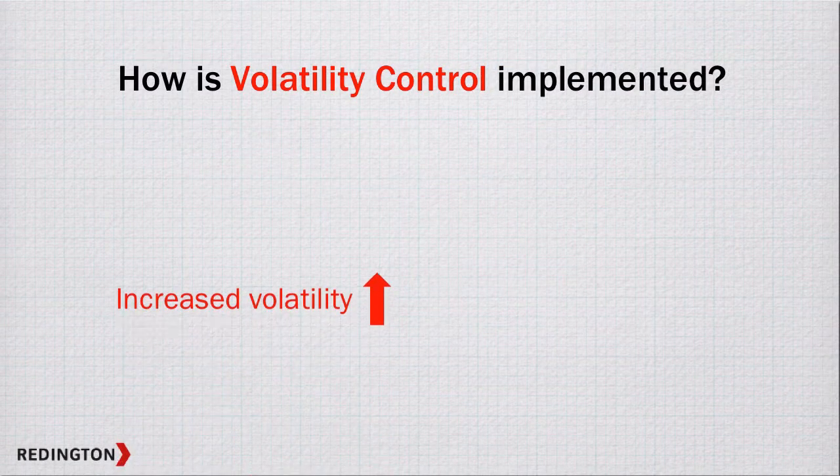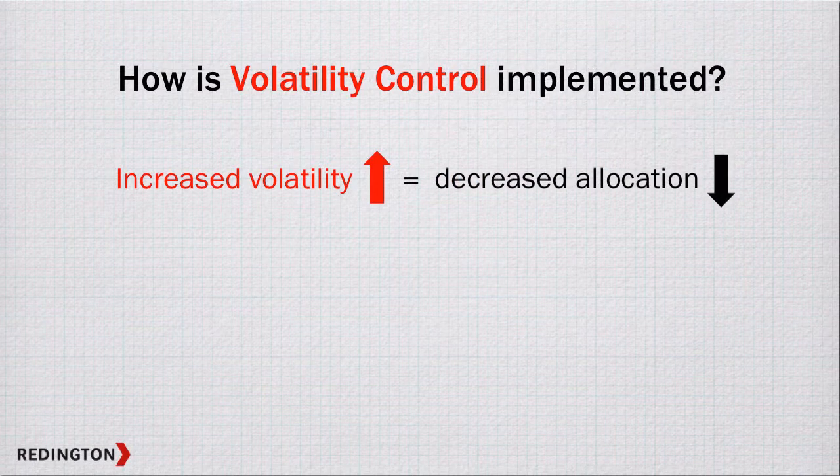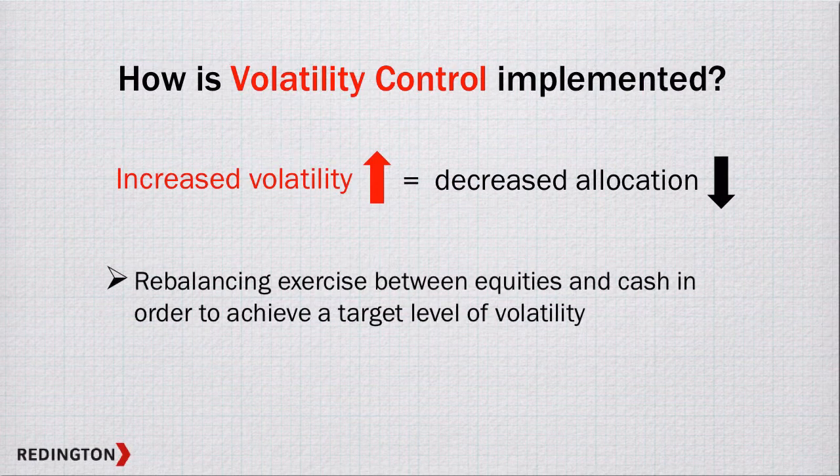If the volatility increases, we decrease our allocation, and vice versa. We rebalance the portfolio between equities and cash in order to achieve a particular target level of volatility. Let's say we're targeting a volatility level of 10%.